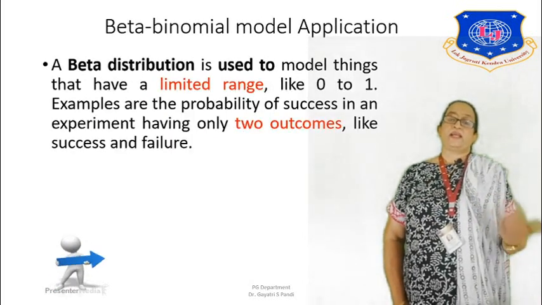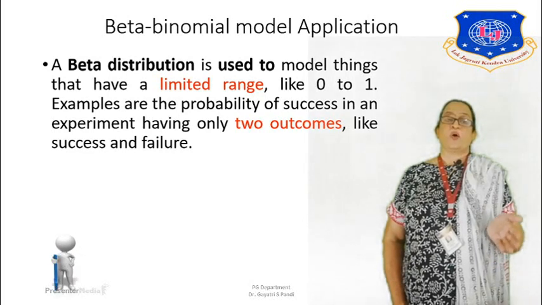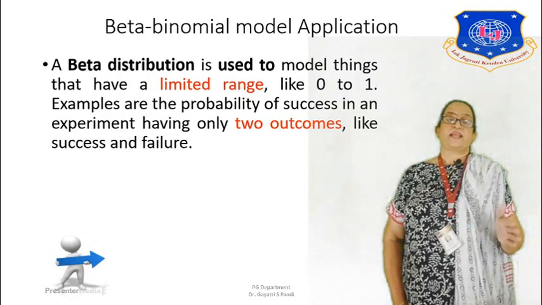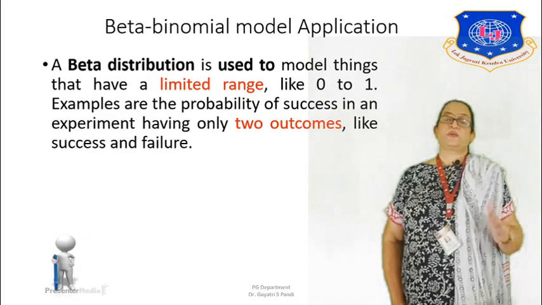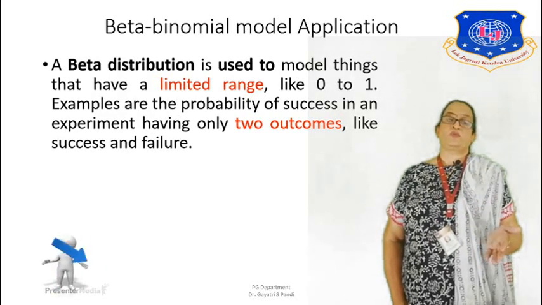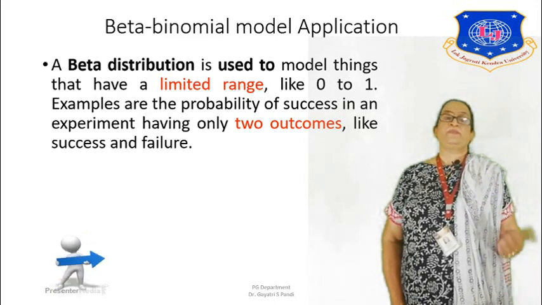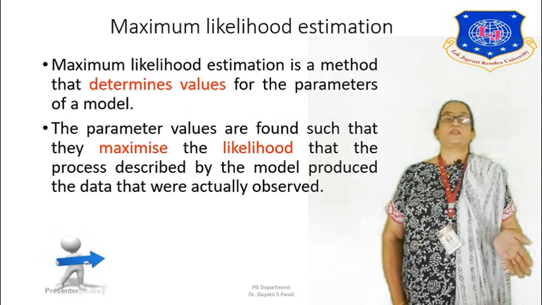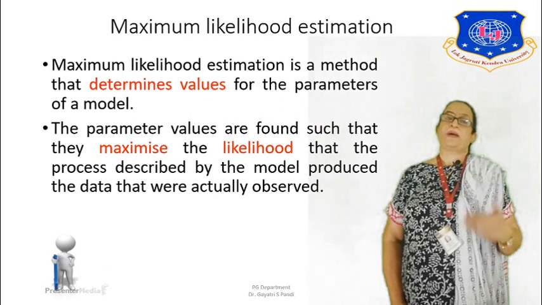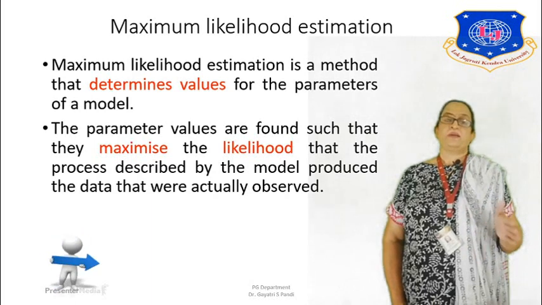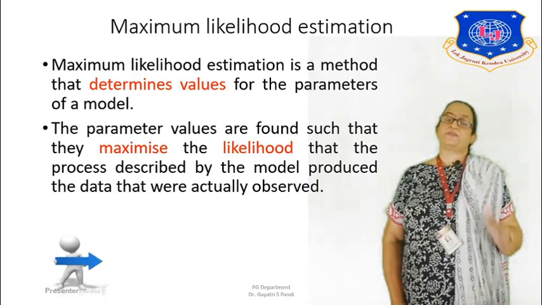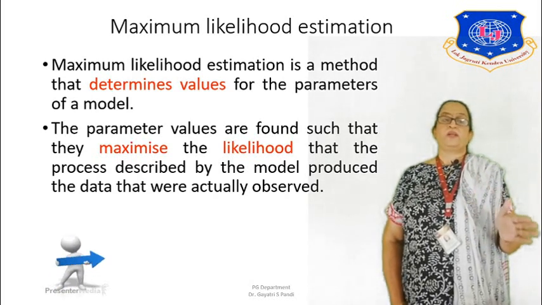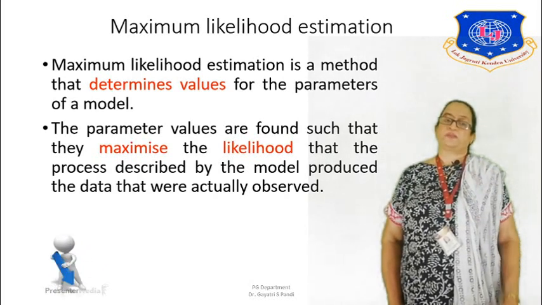Now, what are the applications? One application is to model things that have a limited range, like 0 or 1. An example is the probability of success in an experiment having two outcomes, where it could succeed or it could fail. Now, let us see maximum likelihood estimation. This is a method that determines values for the parameters of a model. The parameter values are found such that they maximize the likelihood that the process described by the model produced the data that were actually observed.